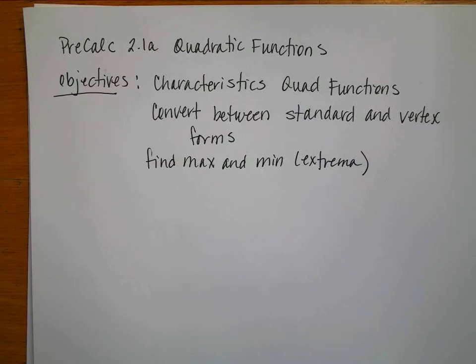Hello, math humans. We're going to start our chapter on quadratic functions with 2.1a today. Our objectives are that we're going to talk about the characteristics of quadratic functions. We're going to convert between standard and vertex form, and then we're going to find the max and the min, or the extrema, of a function.